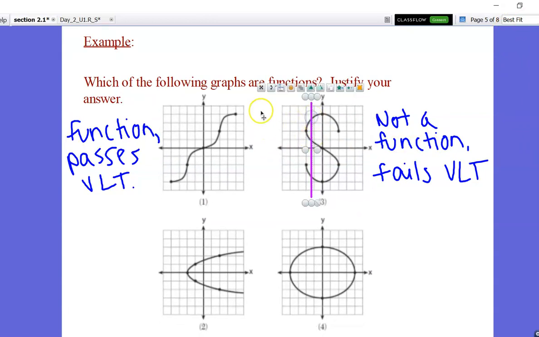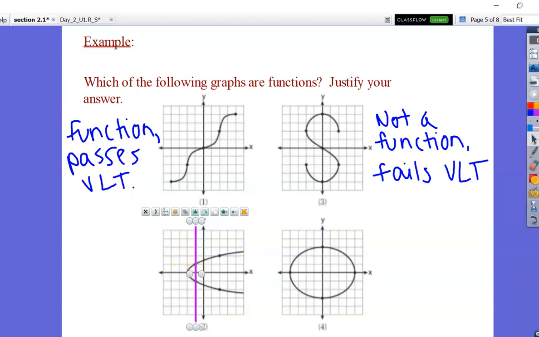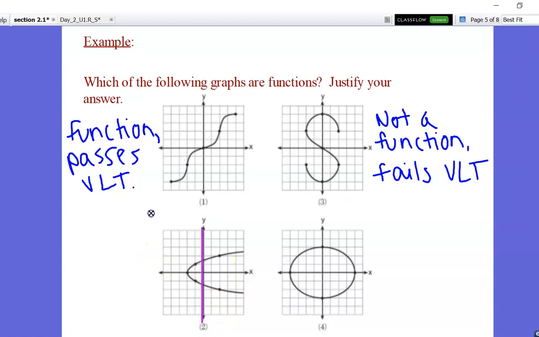As I try the last two examples, I can see for number 2, when I start off, I'm not breaking any rules. The purple line touches the graph exactly one time. Great. But as I slide it to the right, I can see that this purple line touches the graph in 2 places at any given time. So 2 is also not a function because it fails the vertical line test.